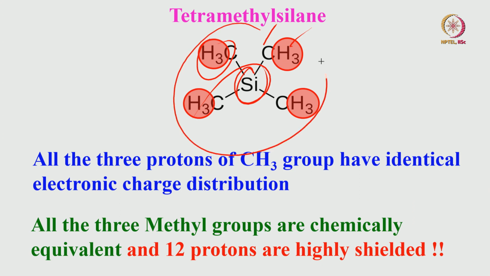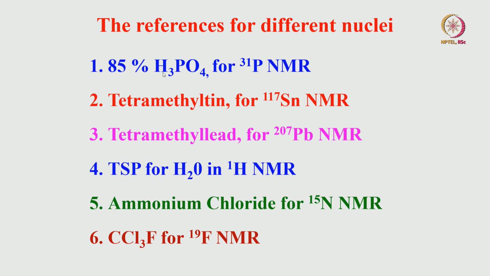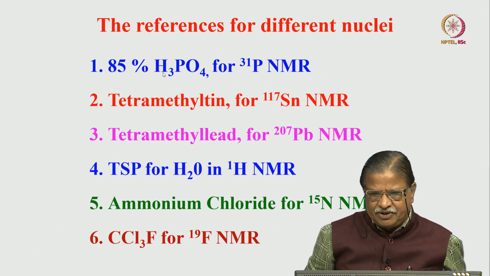All the 12 protons of the TMS, all the 4 CH3s, are equivalent. In addition to that, the 3 protons in each of the CH3s are equivalent. All the 12 protons are equivalent and highly shielded. As a consequence, it comes to the high field region. So, it is very easy, and also it is inert, does not interact with your sample. And also it is highly volatile. If you just leave the bottle open, within a few minutes the tetramethylsilane will completely evaporate. So, there are several advantages of this. As a consequence, tetramethylsilane is used as the reference for all the 3 nuclei which I mentioned.